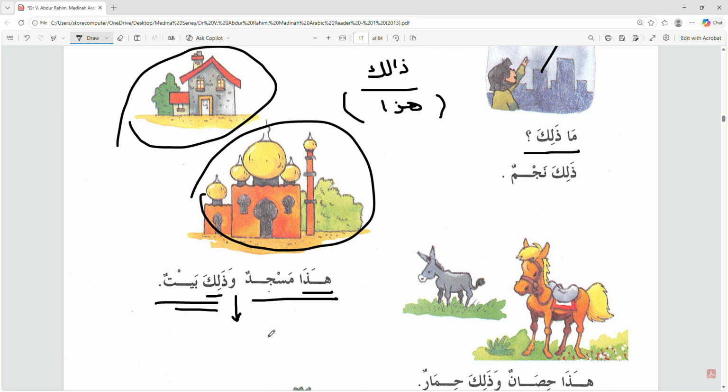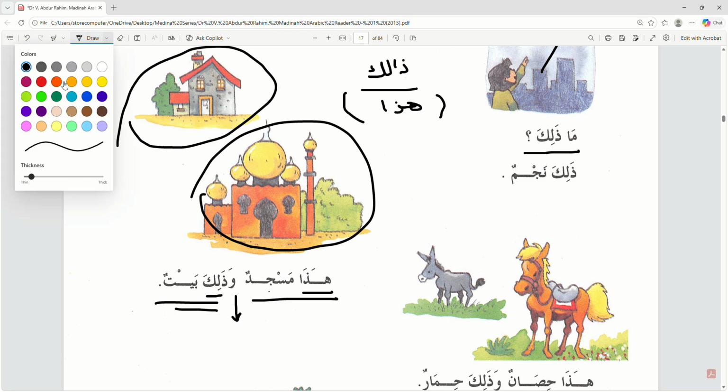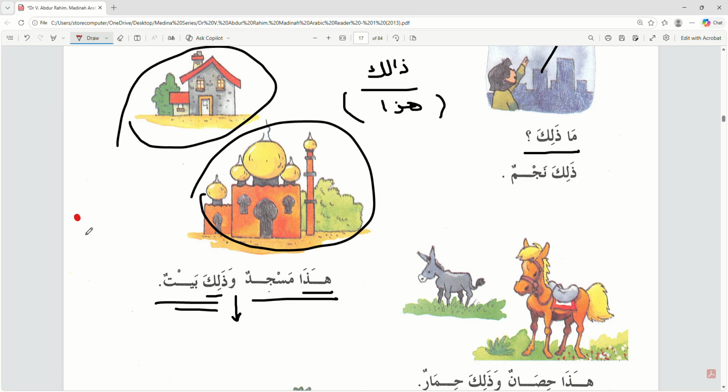And the last thing I want to point out is the wa. The wa, and. Make sure you write it next to the word that it precedes. So if you notice here, let's change the color so it's a little clearer. Let's make it red. Okay, if you notice this space here between hada and masjid, and then there's another equal space, and there's a space between ذلك and bait. Most students, when they learn the Arabic language, don't know where the word begins, where the word ends, if this is part of the same word, etc. So this space lets you know that this is a new word.